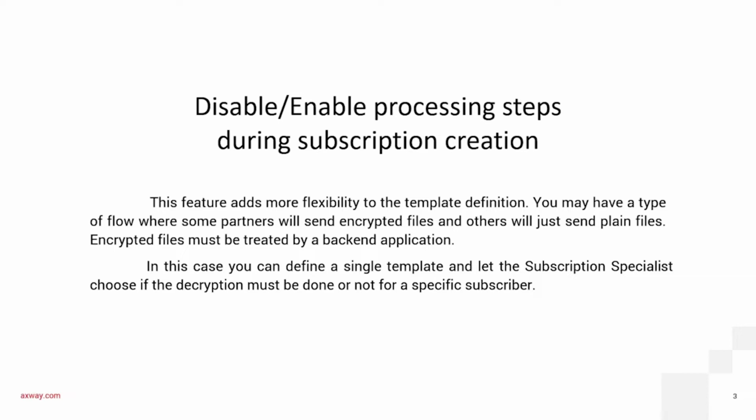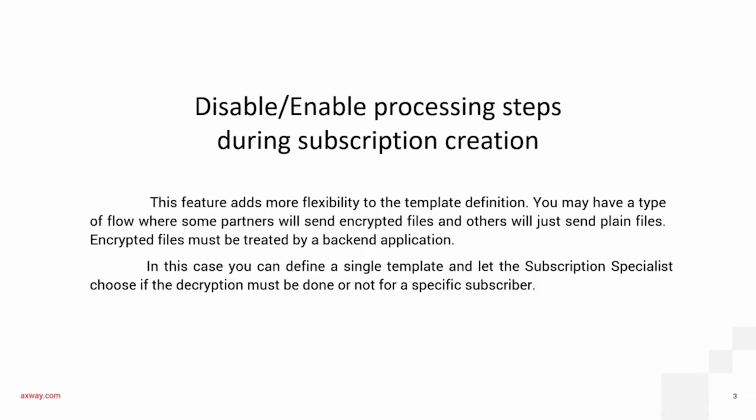You may have, let's say, a type of flow where some partners will send encrypted files and others will just send plain files. Encrypted files must be treated by a backend application. In this case, you can define a single template and then let the subscription specialist choose if the decryption must be done or not for a specific subscriber.